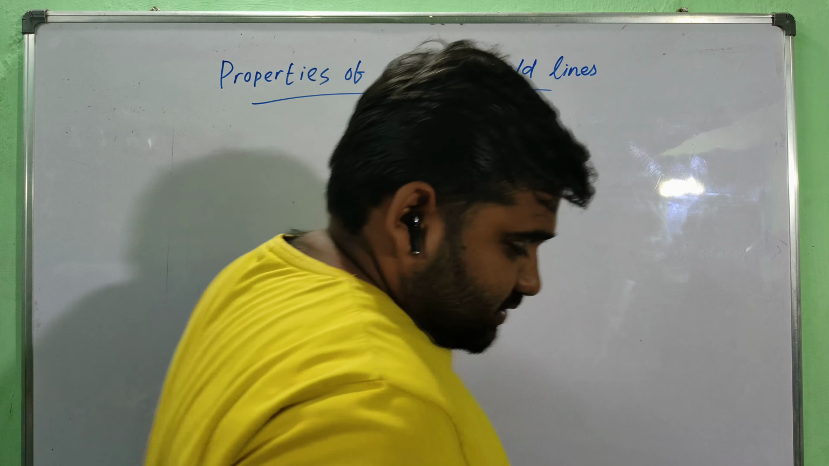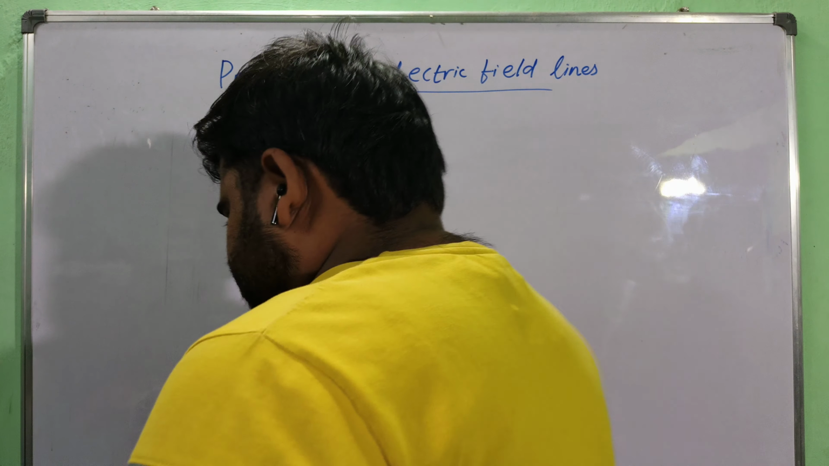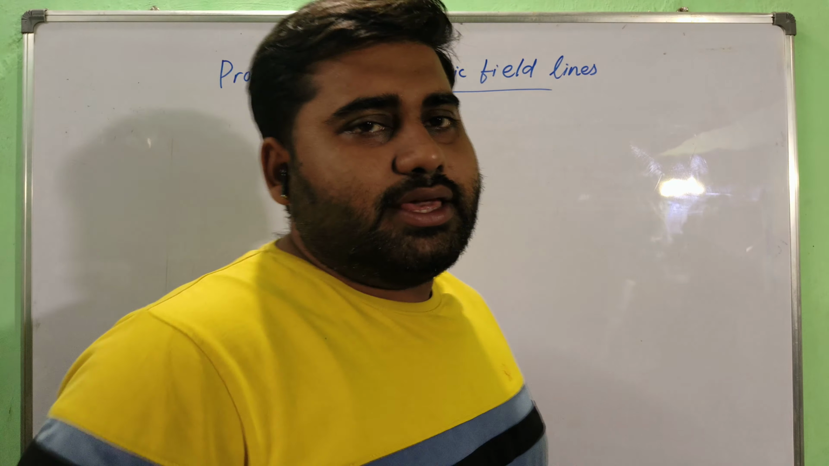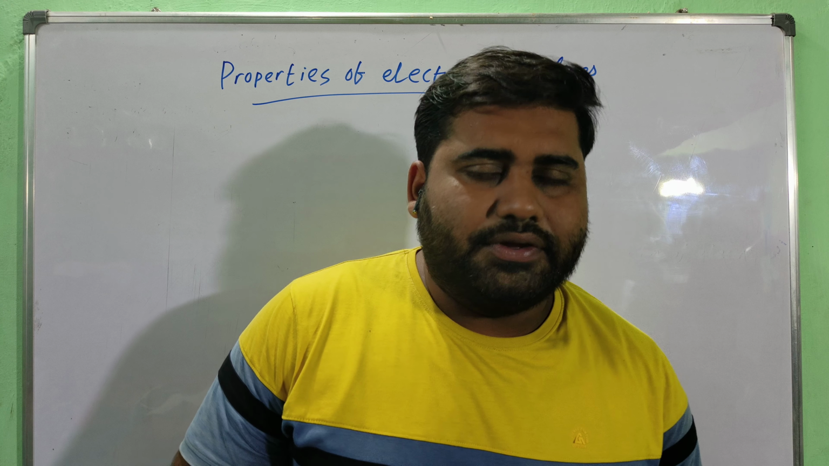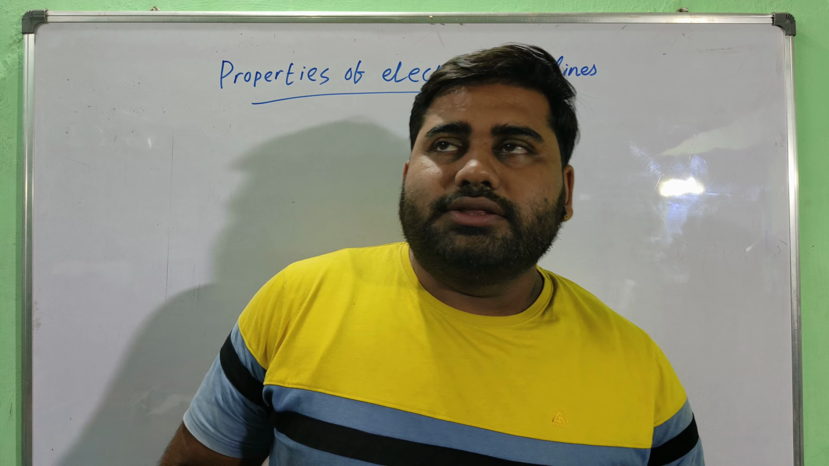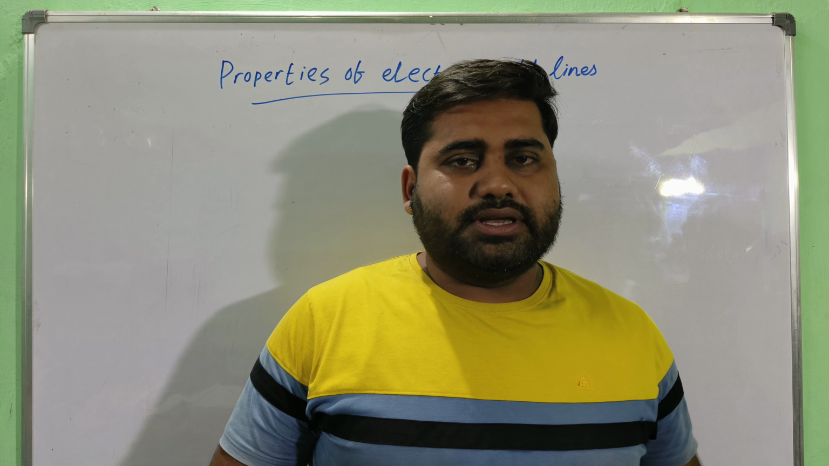Let me check if it is visible from that position or not. Yes, it is clearly visible. So, the next property is that inside a conductor there is no electric field. Electric field is absent inside of a conductor. So, the question arises: what is a conductor? What is an insulator? And so many things.